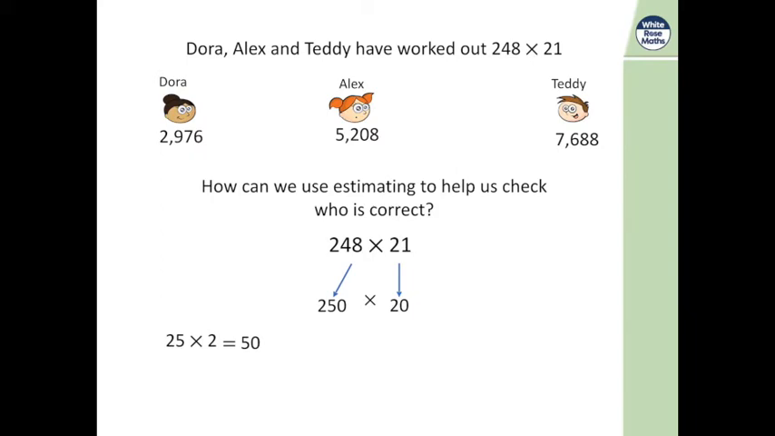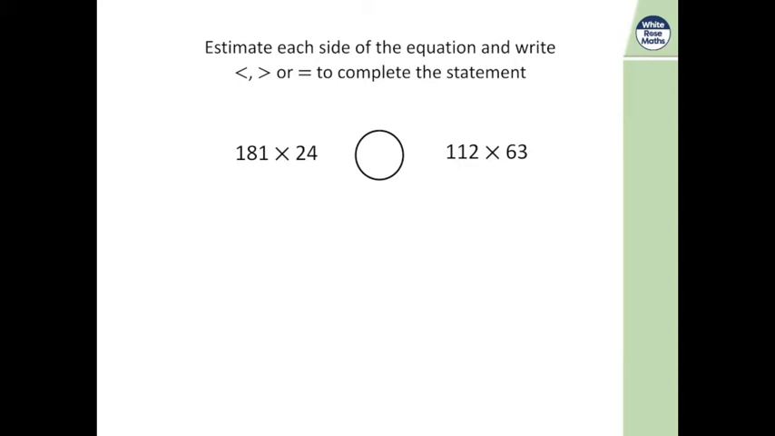We know that 25 times 2 is 50. We can use this fact to help us out. For example, if we know that 25 times 2 is 50, we know that 250 times 2 is 500. From this fact, we can also deduce that 250 times 20 is 5,000, and so on. So our closest answer is going to be Alex, with 5,208.